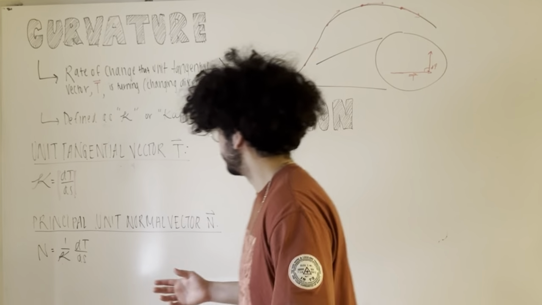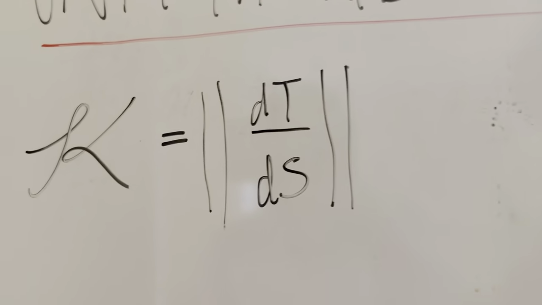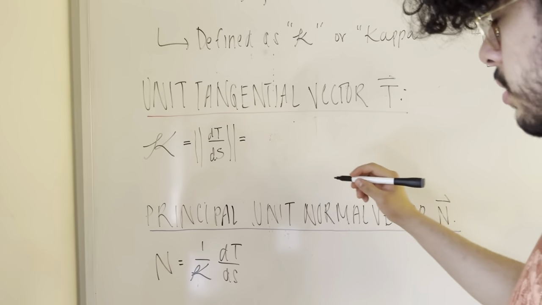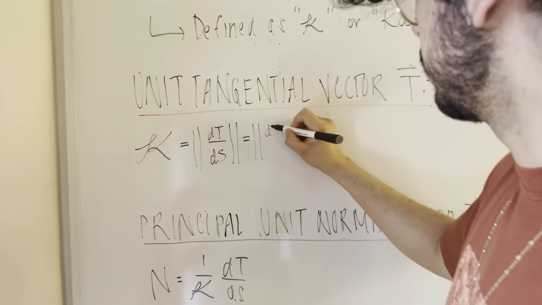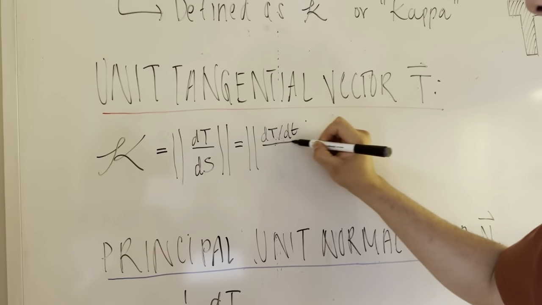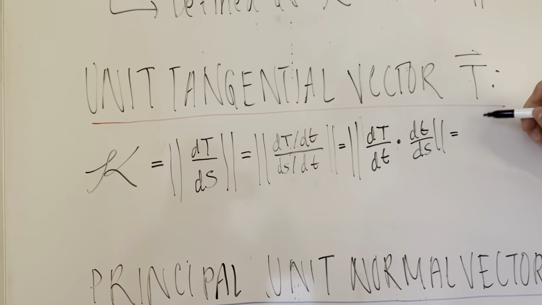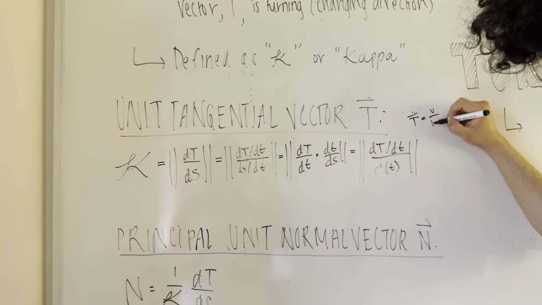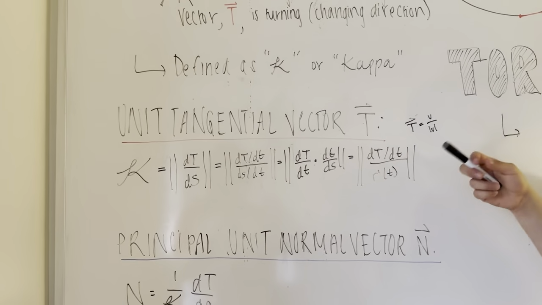So here we have what we're given. Curvature, kappa, K, whatever you want to call it, is given by the magnitude of the vector dT over ds, ds being some arc length element. But we can rewrite this, by the chain rule, as dT over dt over ds over dt, and we can rewrite ds over dt as just r prime. T equals the unit tangent vector, which can be found by just the first derivative of the curve over its magnitude.